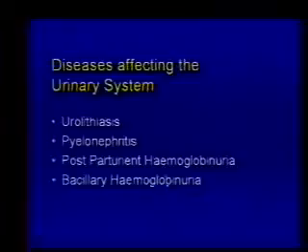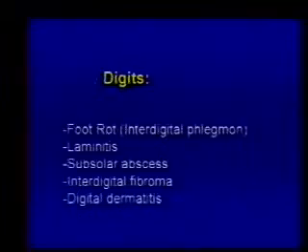I want to bring to your attention some diseases affecting the urinary system. I've just listed them that I think you should be aware of. Urolithiasis. Remember that in bulls the urolith is in the sigmoid flexure. In sheep or in rams it is at the urethral process. Pyelonephritis, postparturient hemoglobinuria, which is a hypophosphatemia, and then bacillary hemoglobinuria, which is a Clostridium hemolyticum infection. I think that you should review these conditions.